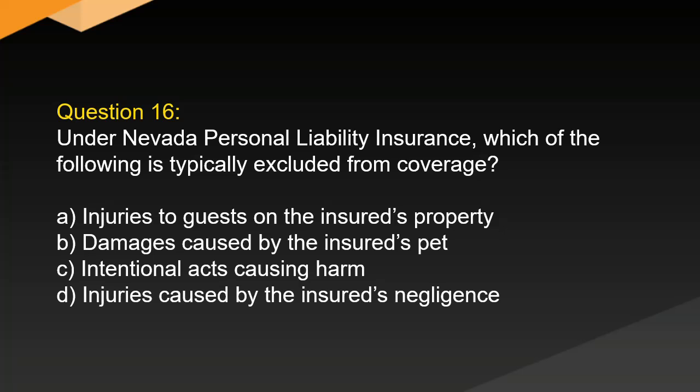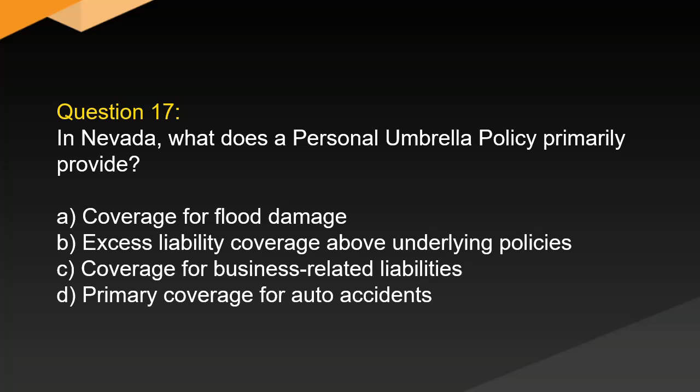C. Intentional acts causing harm. D. Injuries caused by the insured's negligence. Question 17. In Nevada, what does a personal umbrella policy primarily provide?